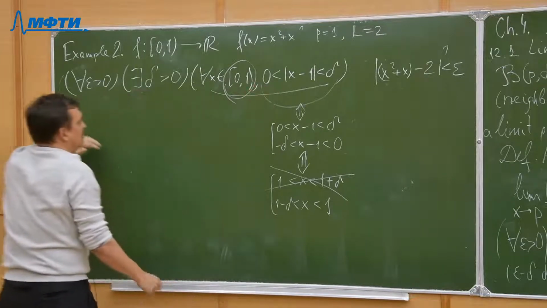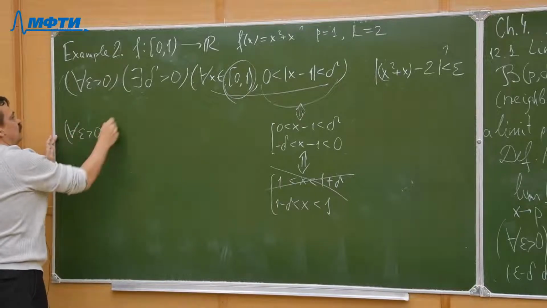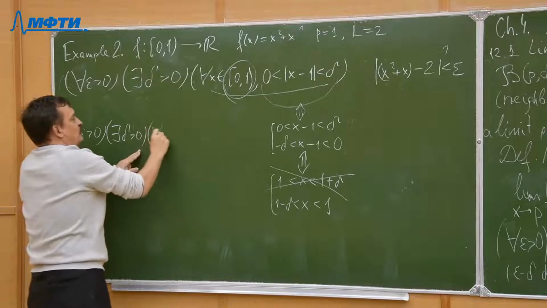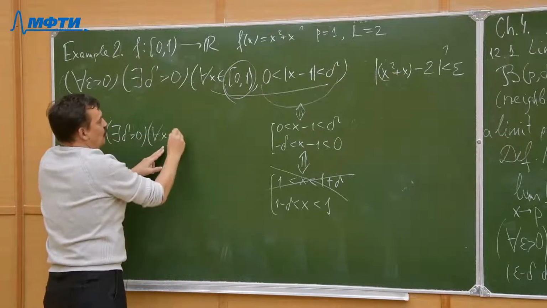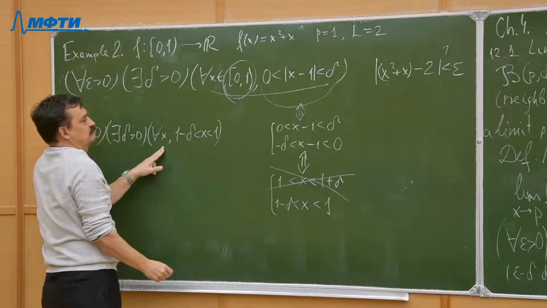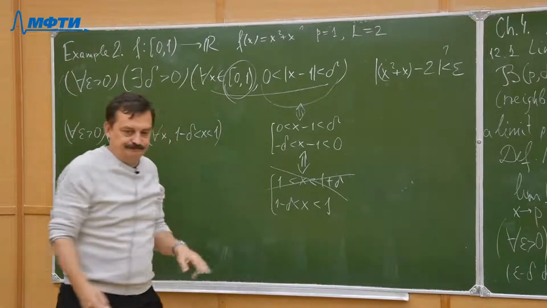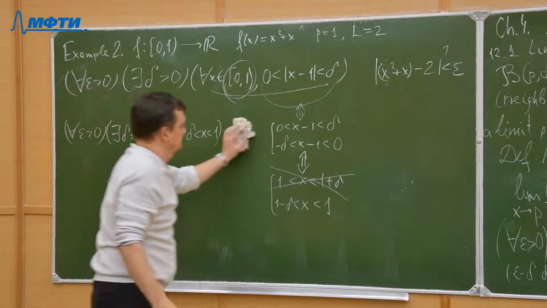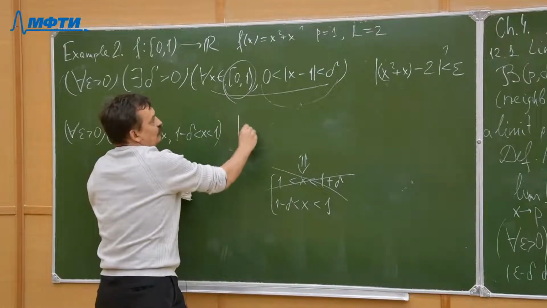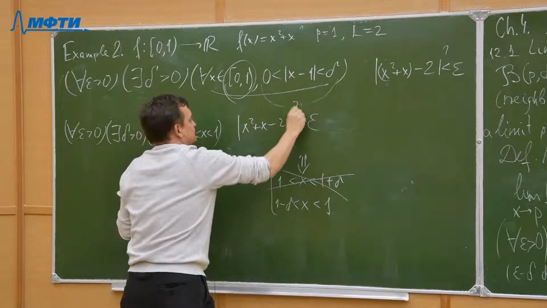quantifier as follows. For arbitrary epsilon greater than 0, there exists delta greater than 0, such that for all x with 1 minus delta less than x less than 1, we have the inequality modulo x squared plus x minus 2 less than epsilon.